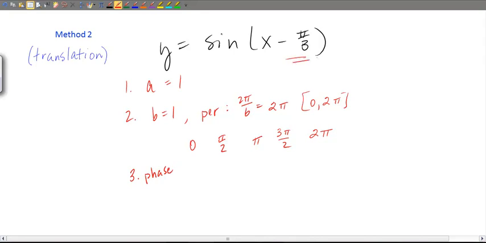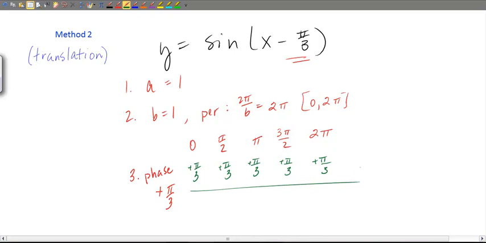The next thing we need to recognize is we have a phase shift. That's what this value is inside of here. That tells me that I'm going to be moving in the direction opposite of this symbol. So instead of subtracting pi over 3, I'm going to be adding pi over 3 to each of these interval values I just made up. So we're going to come in and we're going to say plus pi over 3 to all 5 numbers. We're going to add those straight down, and when we add these up, we end up with pi over 3, 5 pi over 6, 4 pi over 3, 11 pi over 6, and 7 pi over 3.